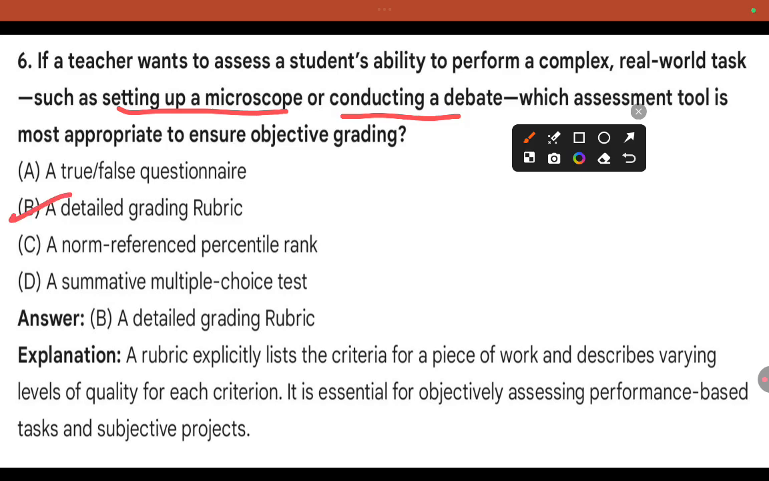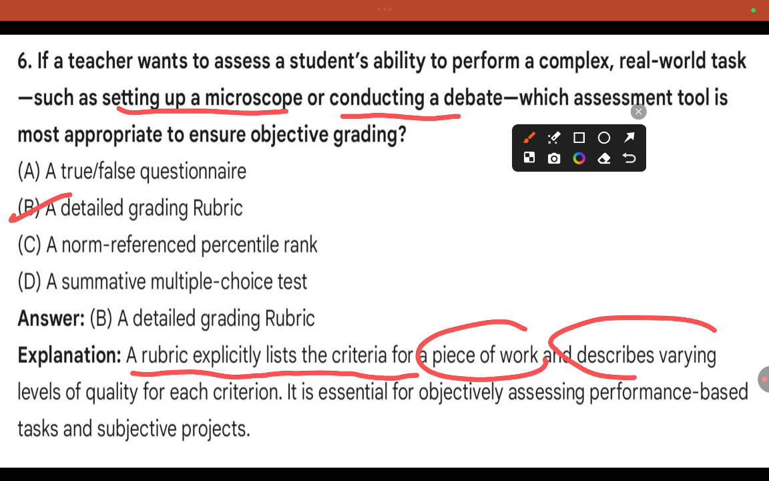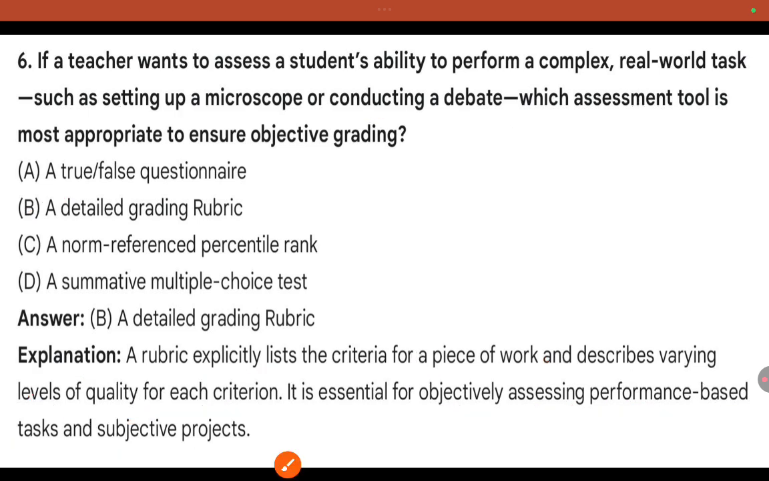A detailed grading rubric. A rubric explicitly lists the criteria for a piece of work and describes varying levels of quality for each criterion. It is essential for objectively assessing performance-based tasks and subjective projects.